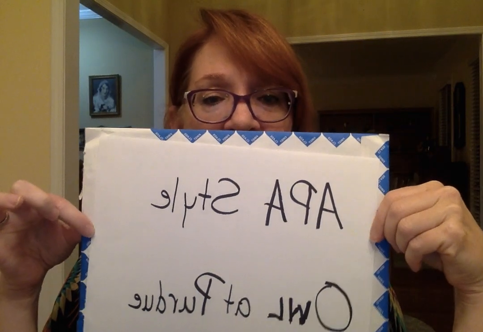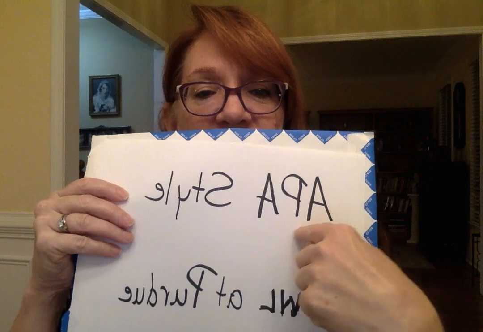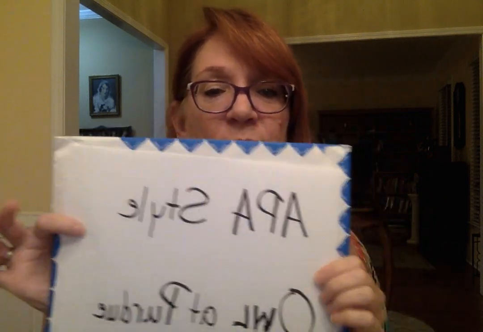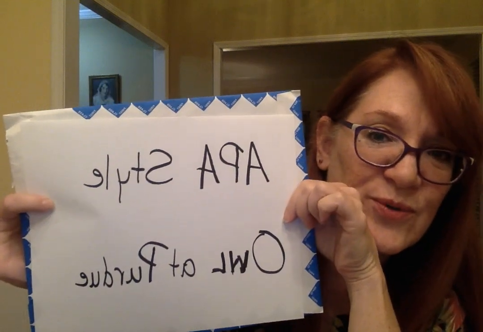And my secret for getting APA formatting done right, because it's changing all the time, is to use a website at Purdue University called Owl at Purdue. Ta-da! Is that backwards for you? I hope not. It should say APA style, Owl at Purdue. Put that into Google. APA style, Owl at Purdue.